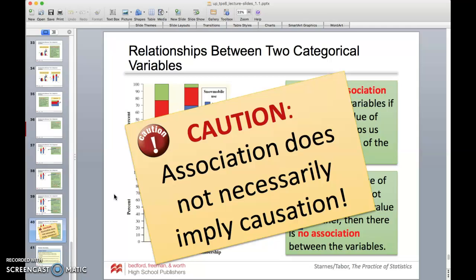Okay, now remember, just because there might be association doesn't mean one causes the other. We'll talk about that repeatedly here. Okay, so keep that in mind. There could be an association, but that doesn't mean one necessarily causes the other.